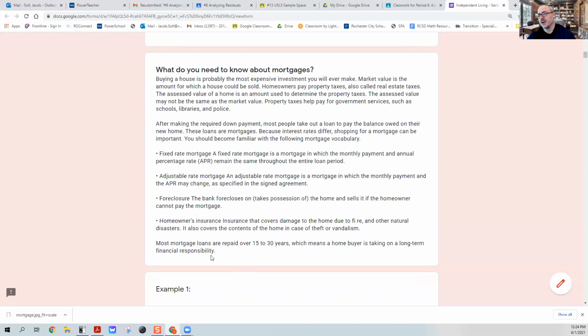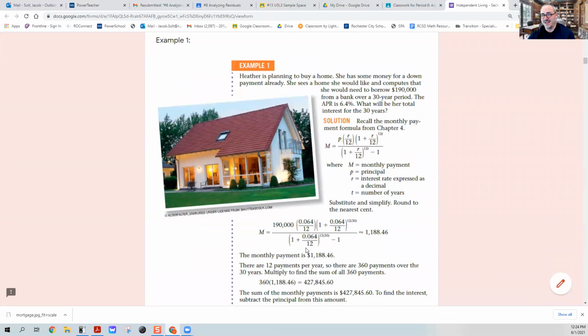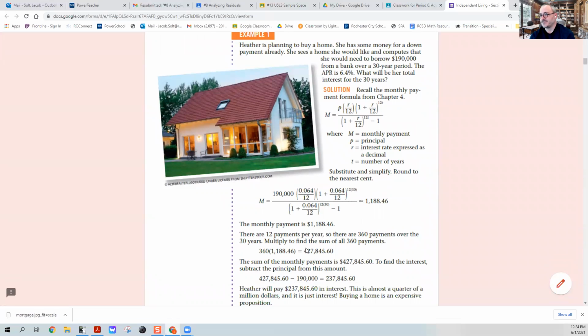Most mortgage loans are repaid over 15 to 30 years, which means the home buyer is taking on a long-term financial responsibility. Again, a 30-year mortgage is a long time. That's like a third of your life spent paying that mortgage.